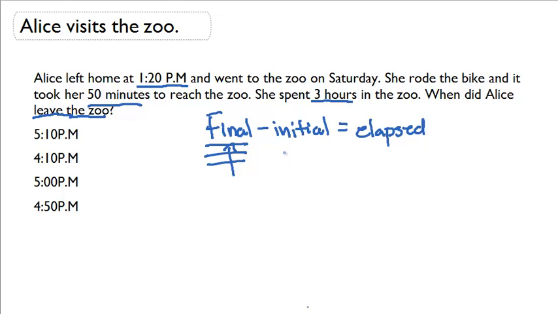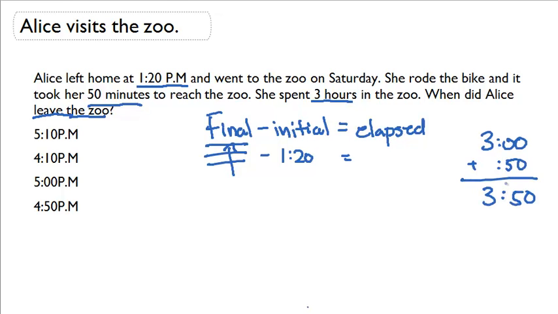Our initial time is when she left home, which is 1:20, and our elapsed time is a little bit more complicated. Because it took her 50 minutes to reach the zoo by bike, and she spent 3 hours at the zoo, we have to add those together. So 3 hours plus 50 minutes gets me 3 hours and 50 minutes. So my elapsed time is 3 hours and 50 minutes.